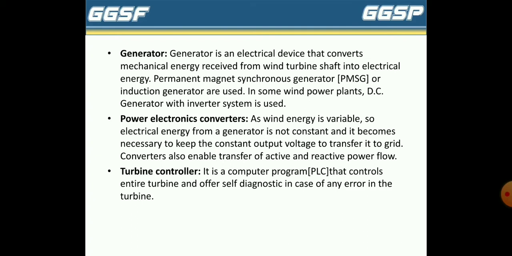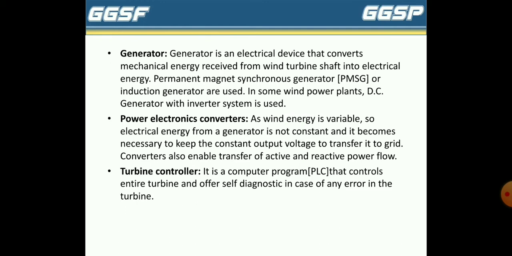Generator is an electrical device that converts mechanical energy received from the wind turbine shaft into electrical energy. Permanent magnet synchronous generator, that is PMSG, or induction generators are used. In some wind power plants, a DC generator with an inverter system is used.